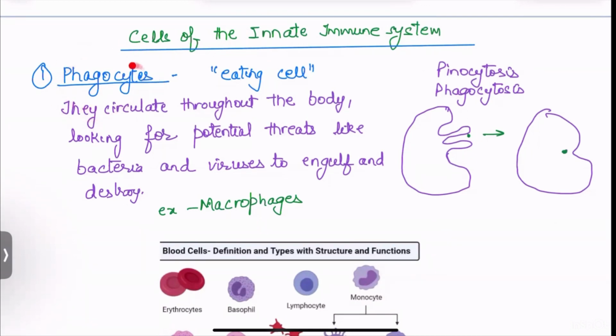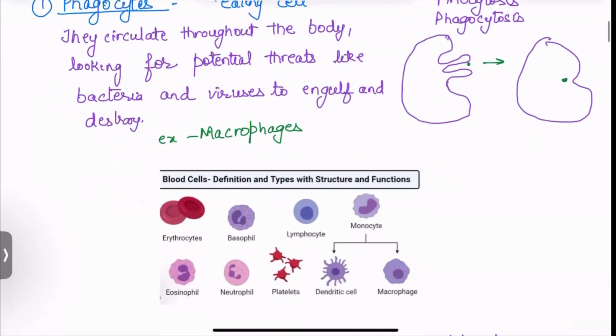First, we have phagocytes. Phagocytes are very big cells. They are much bigger than the normal cells, and the way by which they act is called phagocytosis. That means they engulf the foreign pathogen. That's why we also call them eating cells. If they engulf a large pathogen, the process is called phagocytosis, and we call it cell eating. And if we talk about very small particles being ingested, then it's called pinocytosis, and in other terms, we also call it cell drinking. Phagocytes circulate throughout the body looking for potential threats like bacteria, viruses, and they engulf and destroy them. For example, macrophages.